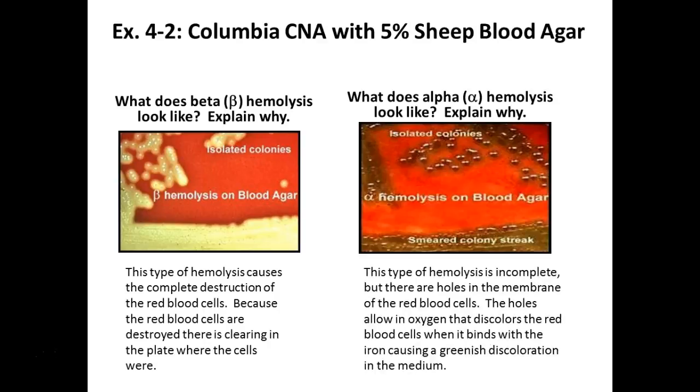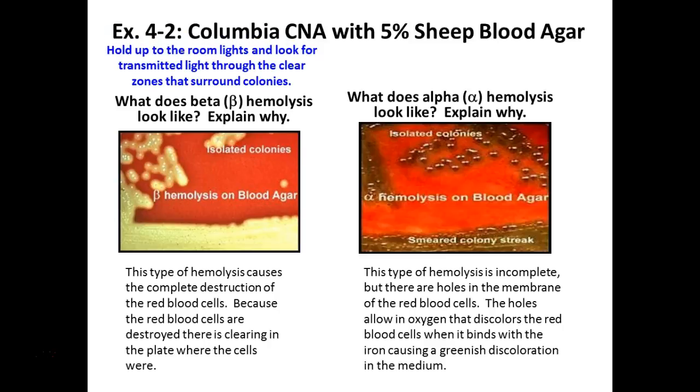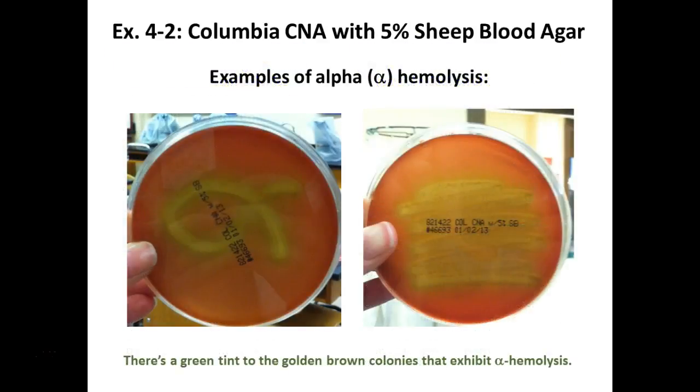The only plate that shows the green is that one right there, with the rectangle, and that's from my mouth. Your mouth would look the same. So, as I said, hold it up and look at it through the light. So these are examples of alpha. You see how it's greenish? Nobody has alpha.